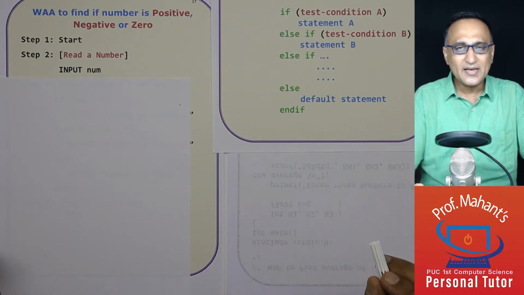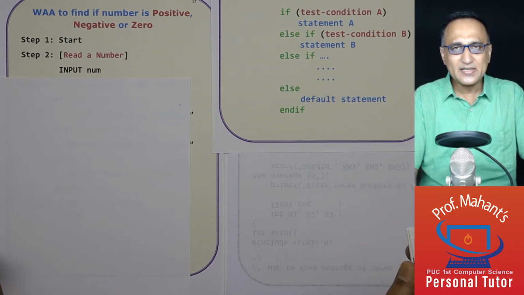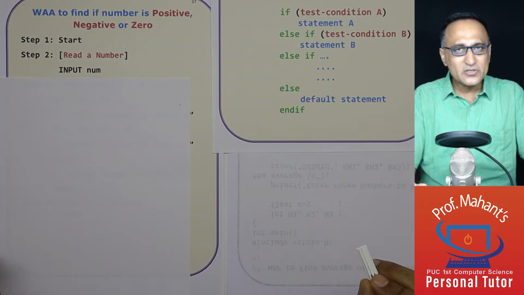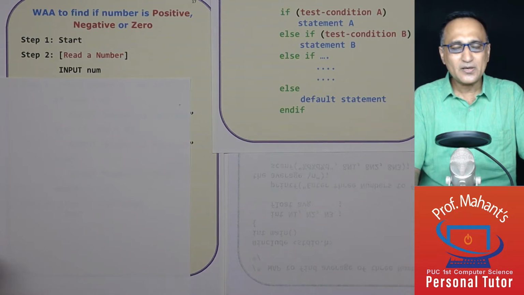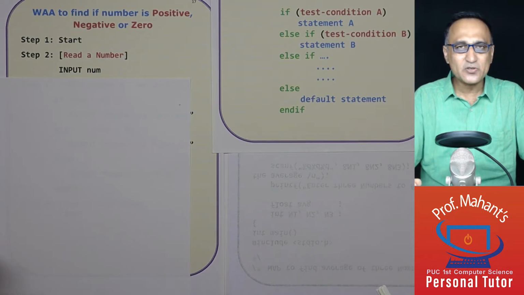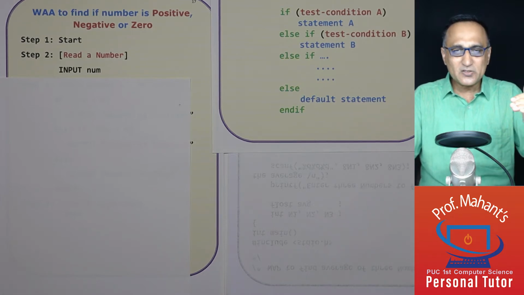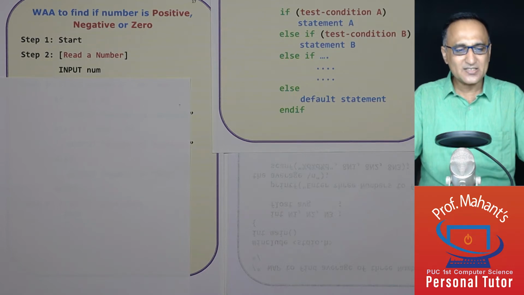I'm going to say if number greater than 0, output positive. Then after that I'm going to say else if number less than 0, output negative. And then lastly I'm going to say else number is 0. Because the number has only three possibilities, I can use if, else if and else. So let's take a look and then I'll proceed with the explanation.